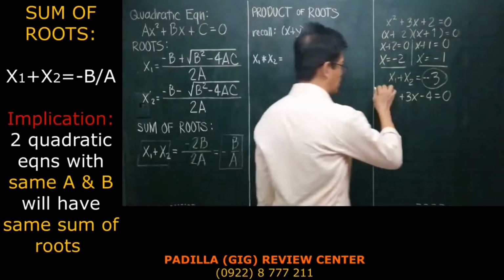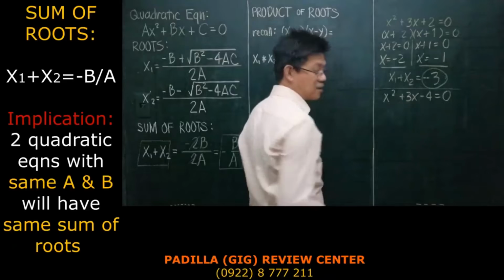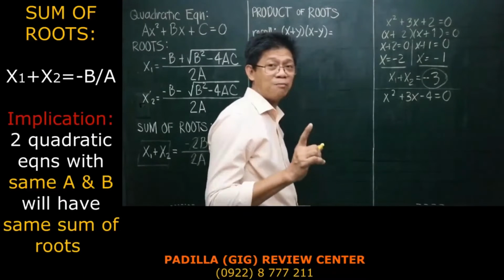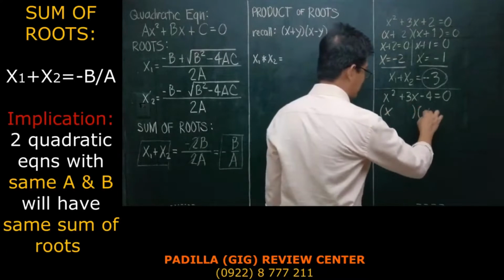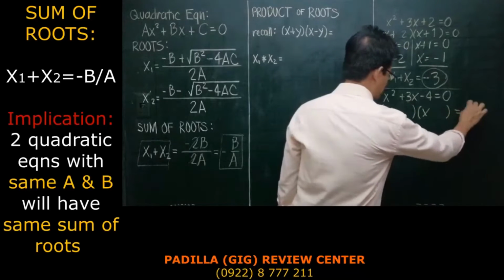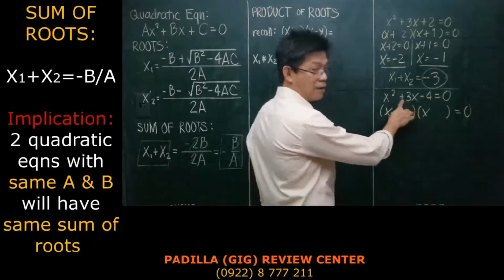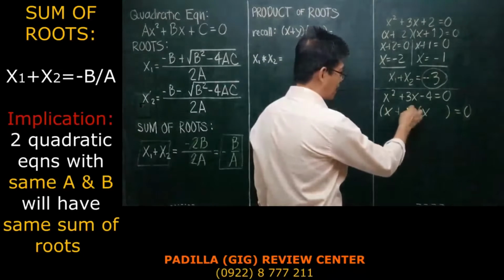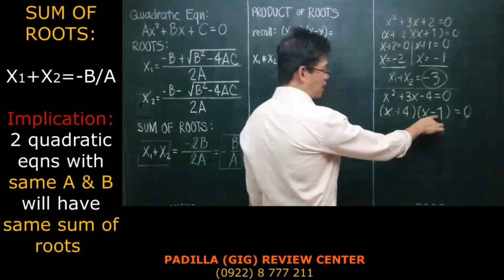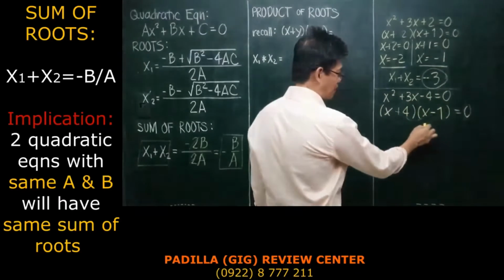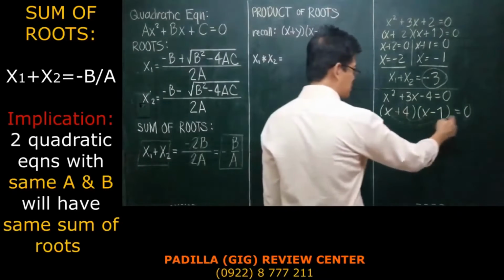While this equation, let us solve the roots. Factors of minus 4 to make 3, they are plus 4 and minus 1. Here, x squared is x and x. x times x is x squared. 4 times minus 1 is minus 4. 4x minus 1x is 3x. So, that's correct. This times this is equal to 0.